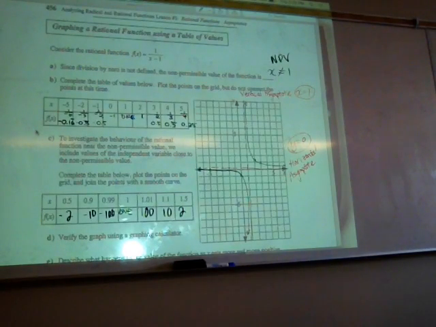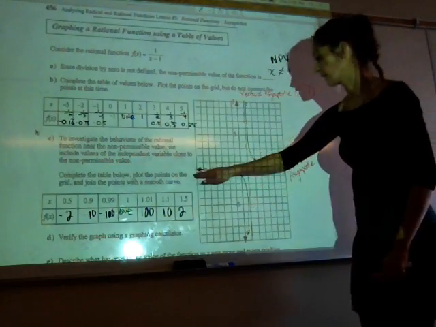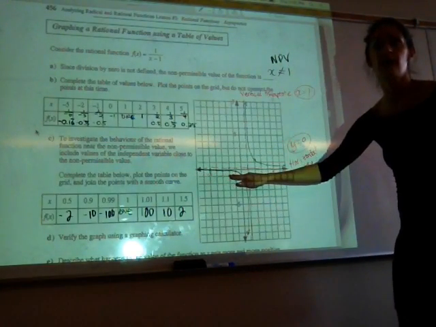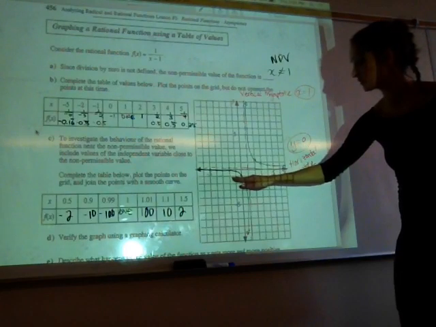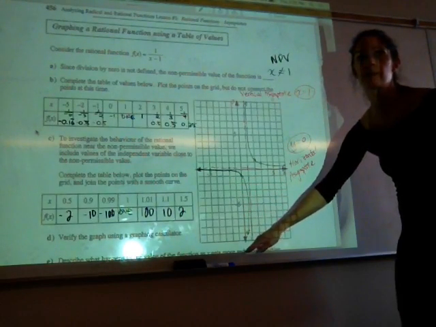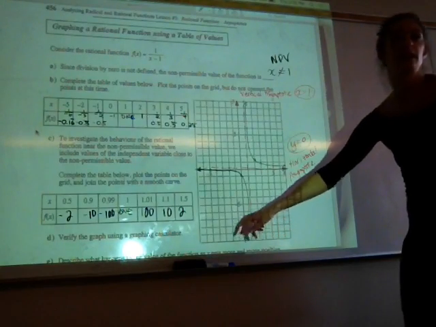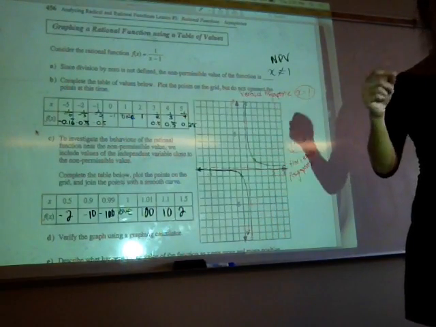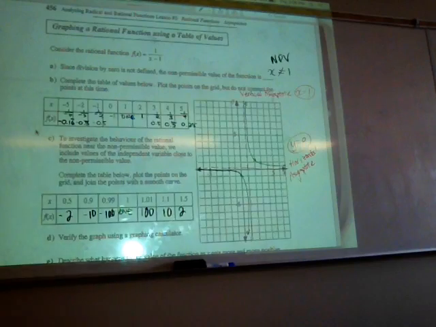Part G, you just have to circle here. So as x gets closer and closer to the non-permissible value of 1 from the left, the value of the function is approaching where? So as we're getting closer and closer to the line x equals 1, what is happening to the y coordinates? Where are we approaching? Negative infinity. So for the last one there, just circle negative infinity.